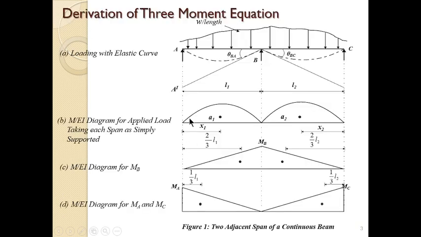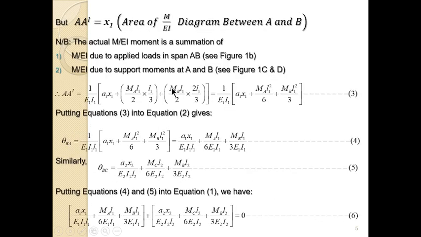Now for MB, the triangle is half base times height, which is half, the base is L1, the height is MB. The centroidal distance is 2 over 3 L1. So we can just say this is half of base times height, and this is 2 over 3 L1. If we simplify this, this is what we will have. So we can call this equation 3.